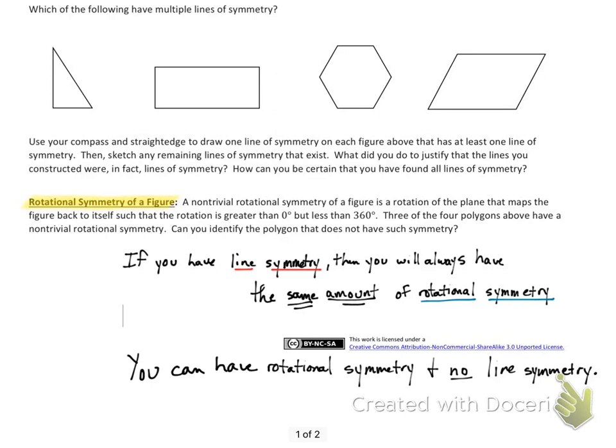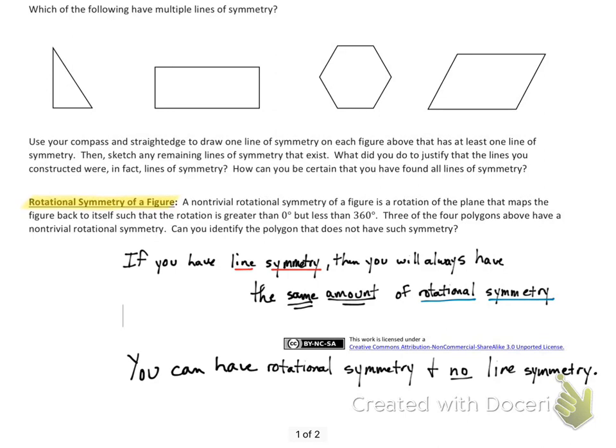A hexagon cannot. So notice that that rectangle is not a regular polygon. The sides are different lengths. It only has 2 lines of symmetry. But a quadrilateral can never have more than 4. So that's going to be kind of a helpful guide. If you know you have 7 sides to your figure, the maximum you're going to have is 7 lines of symmetry. Okay?